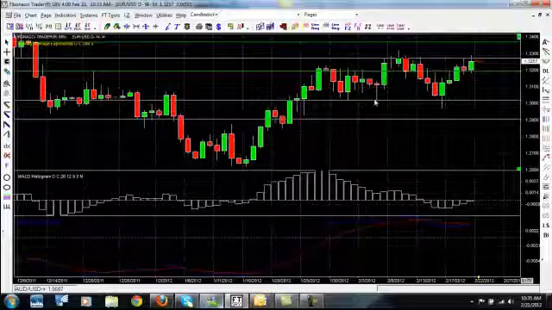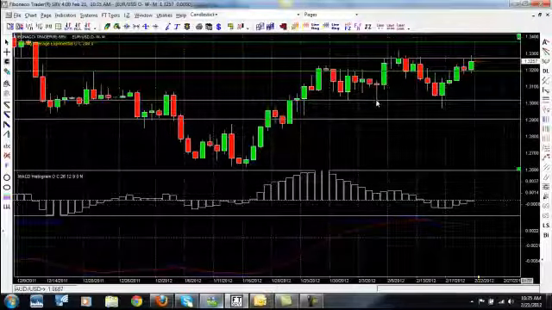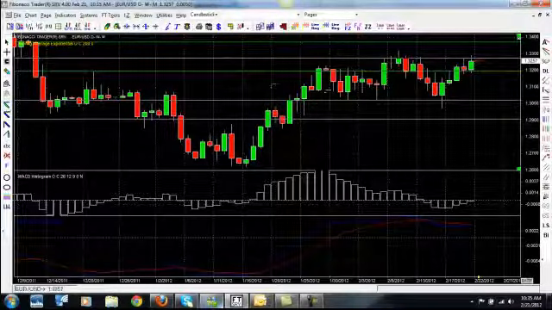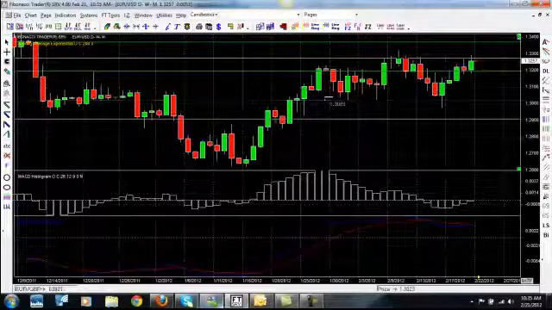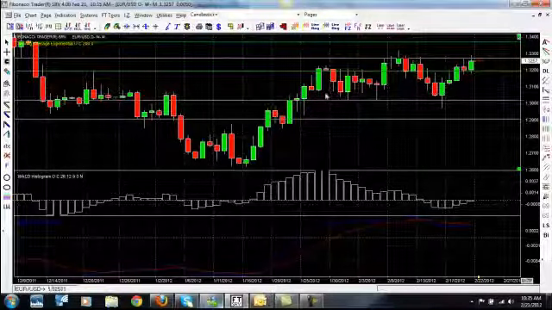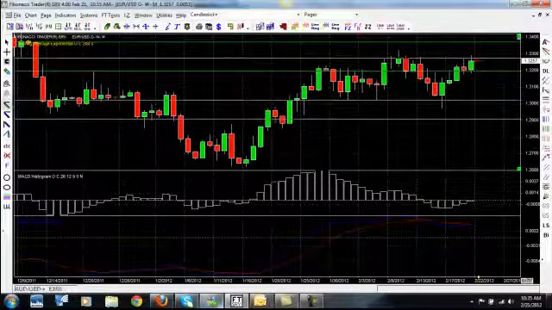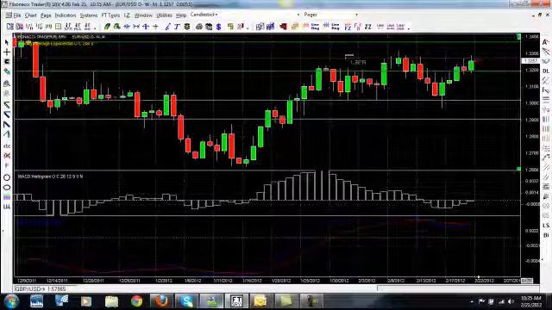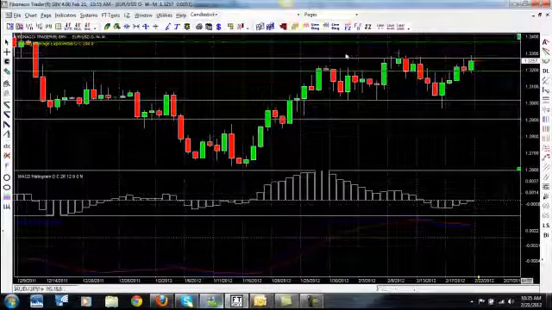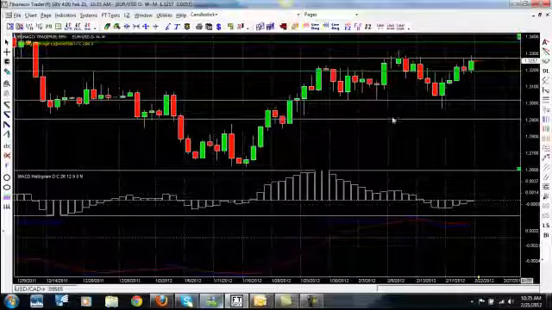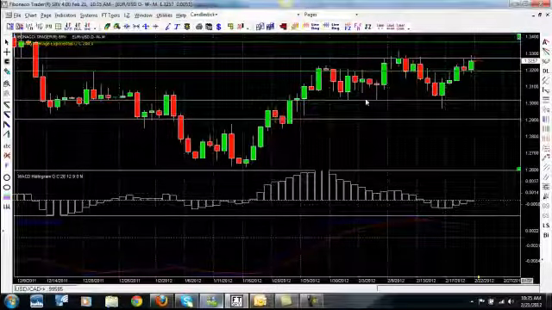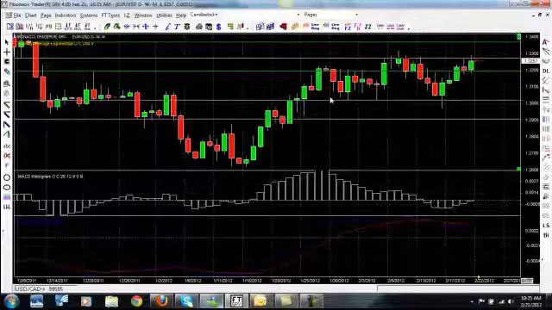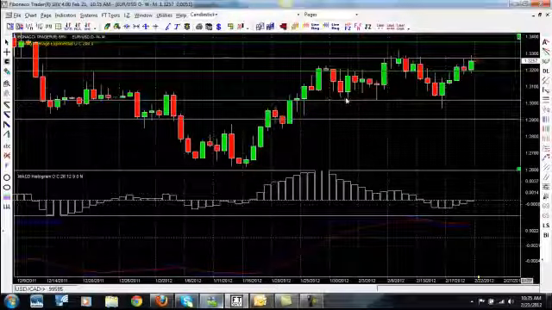But it's all the way from the mid 1.3 mark on the Euro US dollar, which is around 130.20, all the way up to about 132.75. So anywhere from that range, about a 275 pip range, the Euro USD has been ranging for about the last month or so.